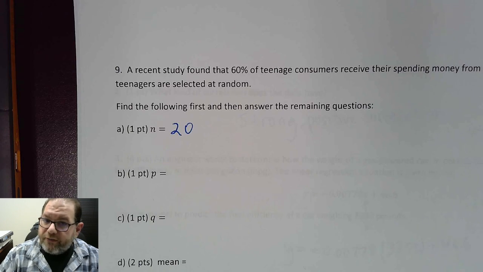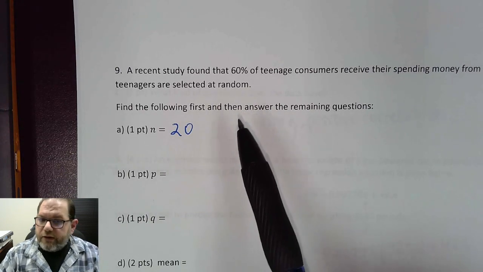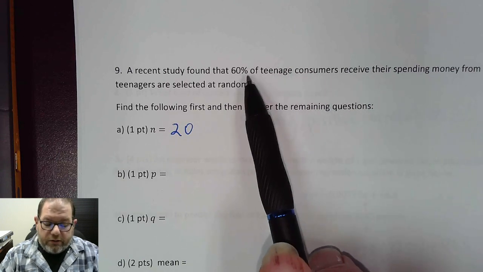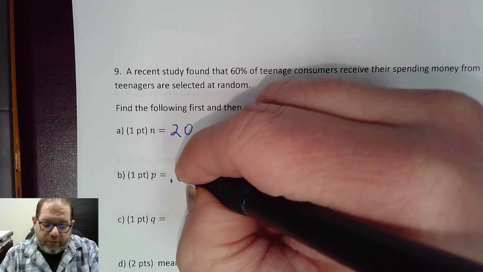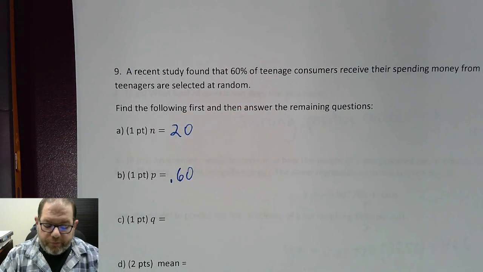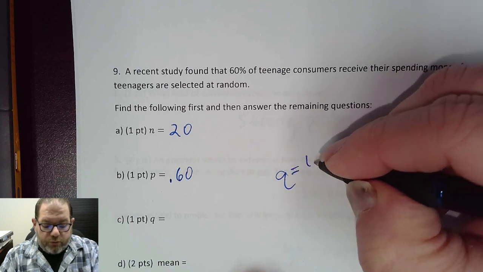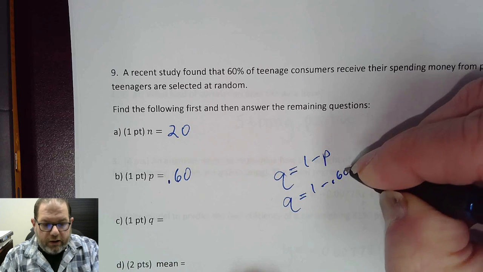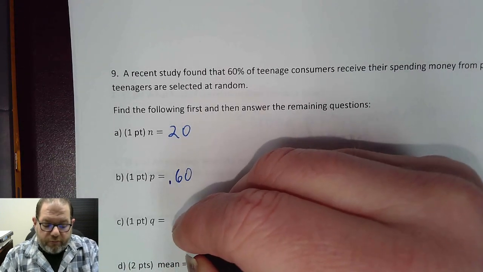P, this is the probability of success. Now, the probability that we successfully find a teenage consumer that earns their spending money from a part-time job, that's our 60%. So our probability, now we won't write down 60%, but we can put down 0.60. Now Q is our probability of failure. Q, remember, is equal to 1 minus P. So if we already found P was 0.60, then we'll just take that away from 1. So Q is going to be 0.40.